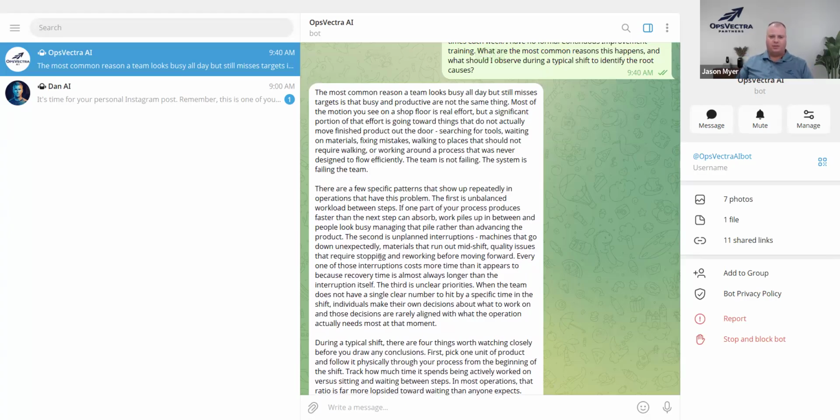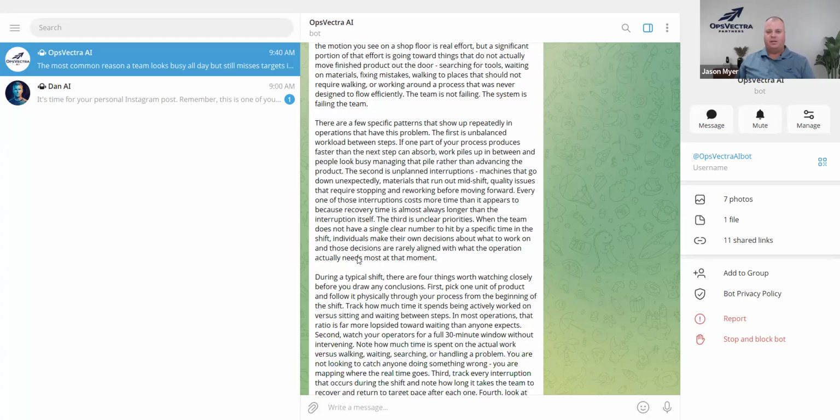Then I'll just summarize this answer here. The most common reason a team looks busy all day but still misses target is that busy and productive are not the same thing. Most of the motion you see on the shop floor is real effort, but a significant portion of the effort is going towards things that do not actually move finished product out the door, searching for tools, waiting on materials, things of that nature. So it's going through some of the eight wastes there. Then it tells you specifically what to do. There are a few specific patterns that show up repeatedly in operations that have this problem. First is unbalanced workload between steps. If one part of your process produces faster than the next step. All right. The second is unplanned interruptions, machines that go down unexpectedly.